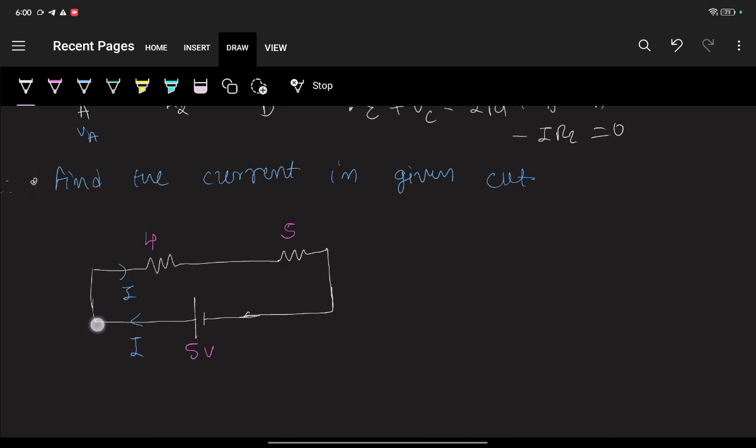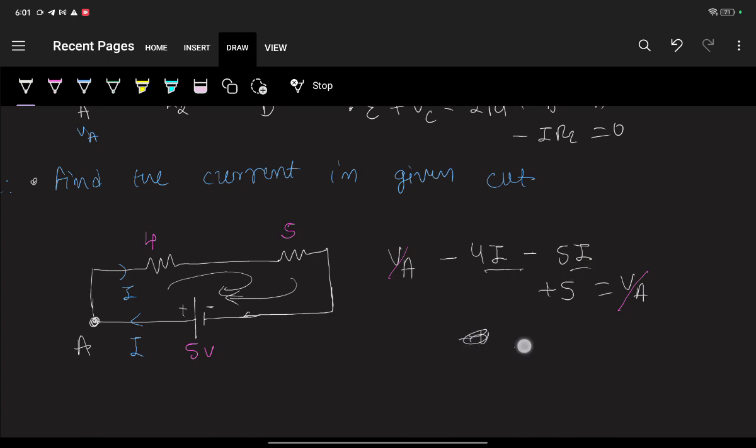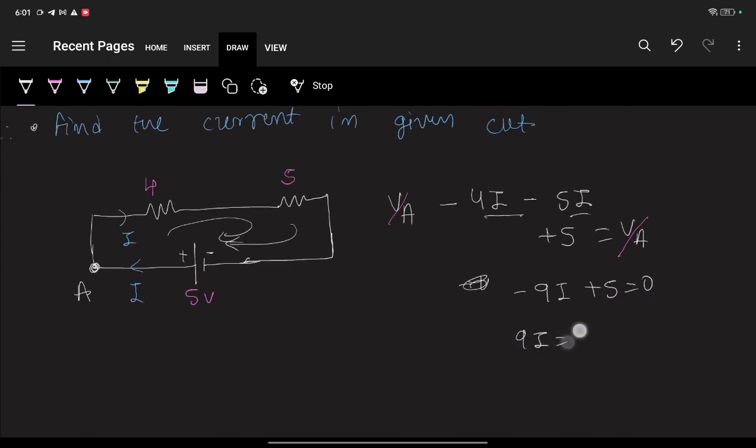So we are going to start from this point A and end at this point A also. So start from here: Va minus 4 into I, minus 5 into I. Here it is positive, here it is negative, so it would be plus 5 is equal to Va. This Va will get cancelled out. So finally, minus 4I minus 5I plus 5, that is minus 9I plus 5 is equal to 0. That means 9I is equal to 5, so I is equal to 5 by 9. That's our answer.